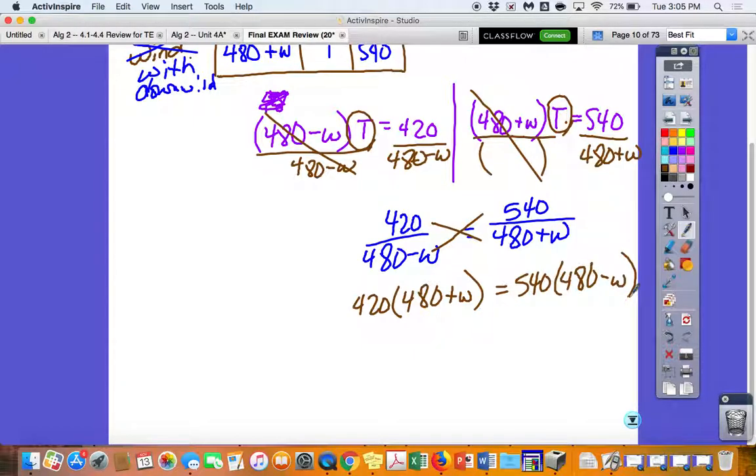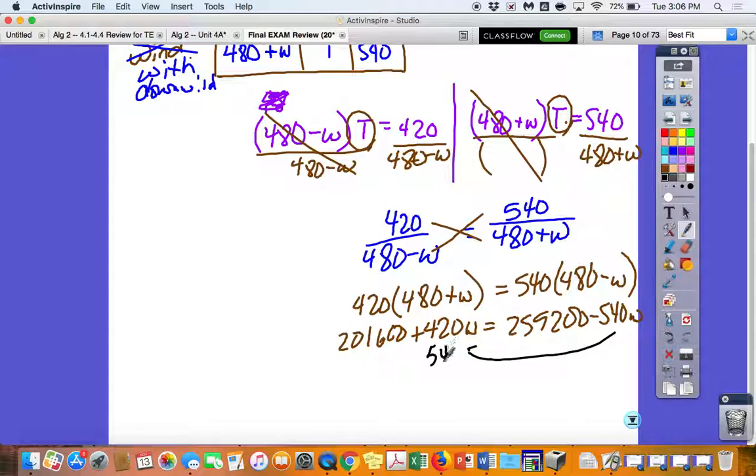Okay, grab your calculator and let's get ready to compute. 420 times 480 is 201,600 plus 420W. Okay, so we have 540 times 480. That would be 259,200 minus 540W. Okay, time to get our like terms together. Looks like our W's need to actually come over here. So I'm going to add 540W. That's going to give me a 0, the W, that would be a 6, and that would be a 9. So I've got those out of the way.